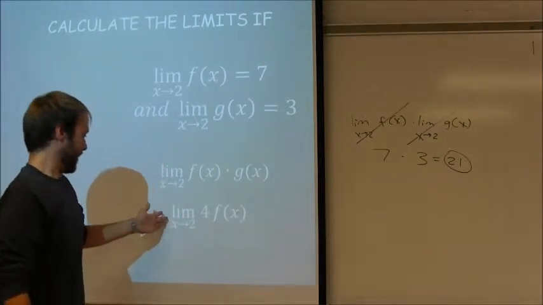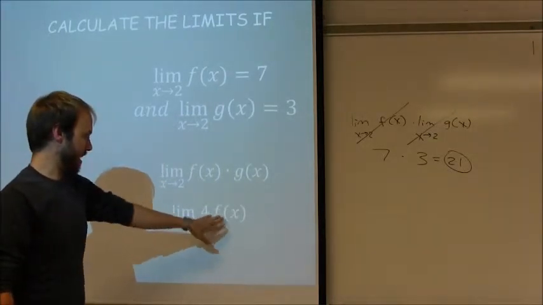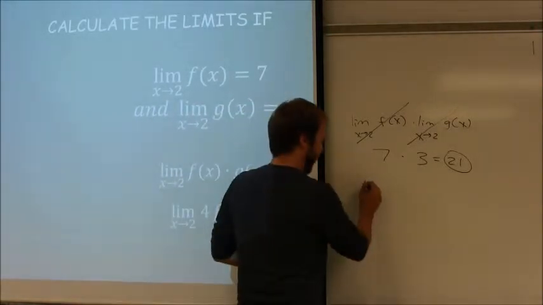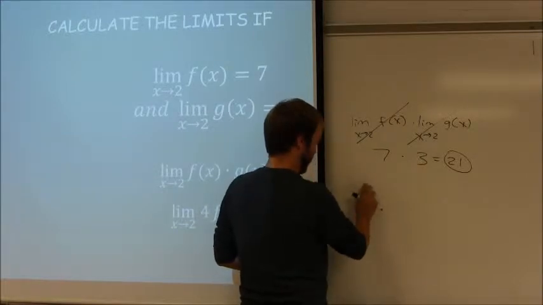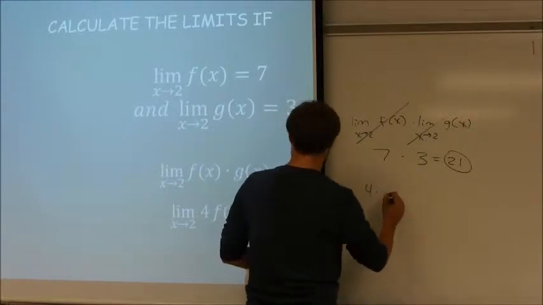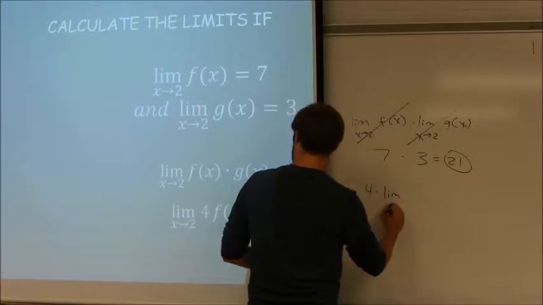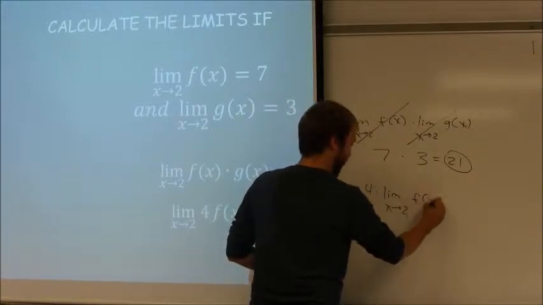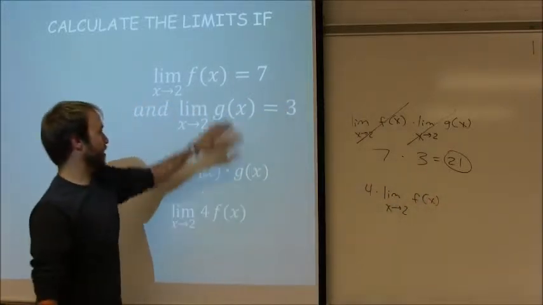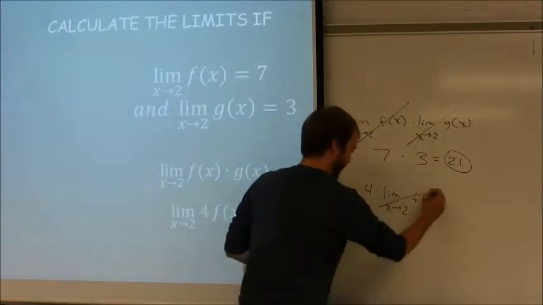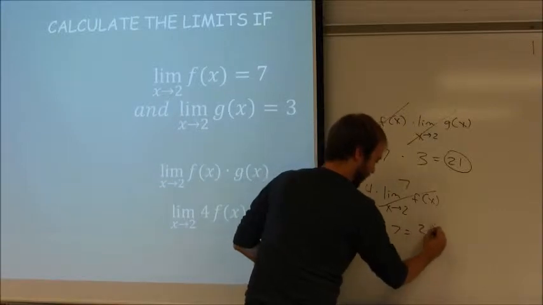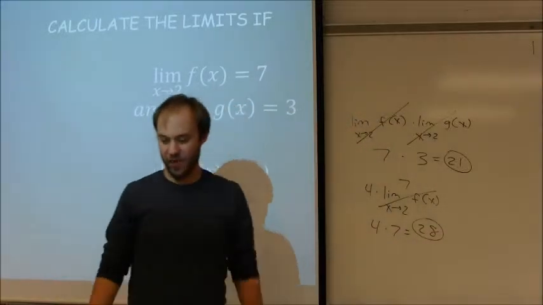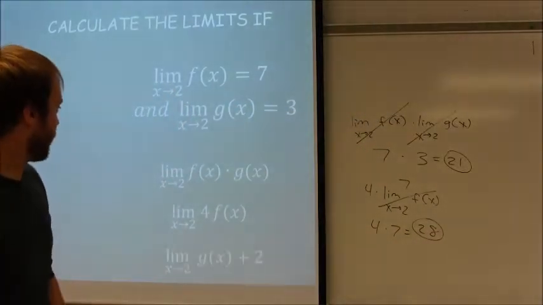Okay, another one, limit as x approaches 2 of 4 times f of x. Well, I know I can divide out that constant. That's going to be 4 times the limit as x approaches 2 of f of x. And same kind of thing here. I know the limit as x approaches 2 is 7. 4 times 7 is just equal to 28. So you will see some cases where you have to apply those limit rules.